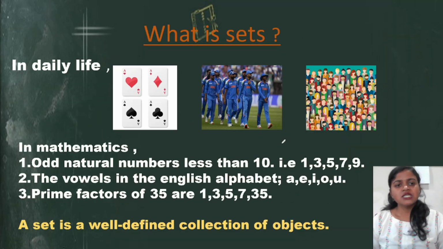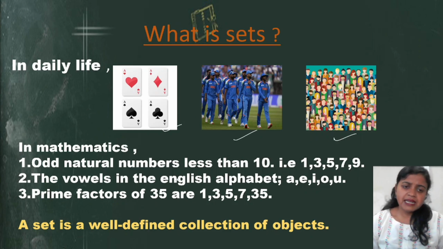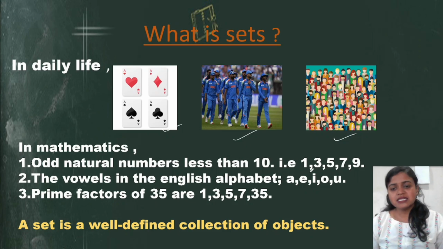Next, what is a set? In daily life, we frequently use a pack of playing cards, a cricket team that has 11 members, and a crowd of people. These are also sets that we use in daily life. And in mathematics, we say, for example, odd natural numbers less than 10. The numbers are 1, 3, 5, 7, 9, so this is a group, a set. The vowels in the English alphabet are A, E, I, O, U. We know that there are 5 vowels in the English alphabet, so this is the set of vowels.